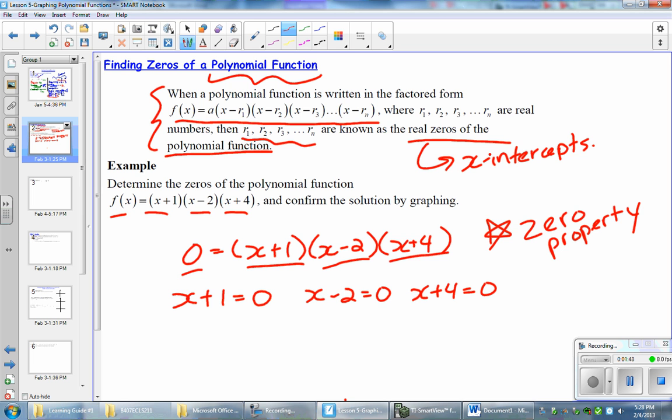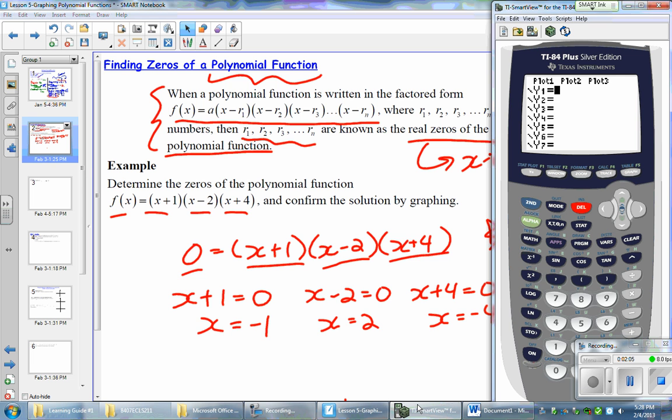So if I was to solve for x in each of my equations here, I have a value of x equal to negative 1, x equal to positive 2, and x equal to negative 4. So there are my 3 zeros, and you could definitely confirm your answers by simply graphing the function.